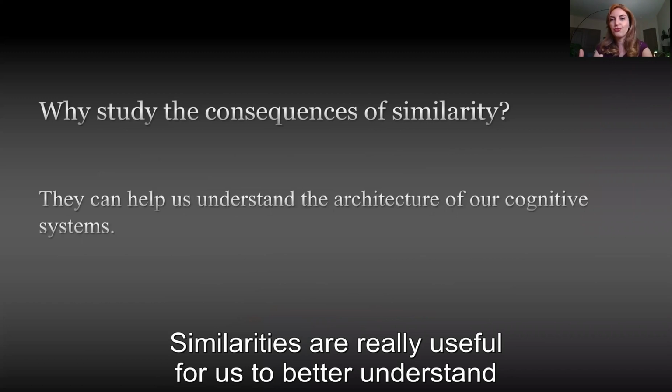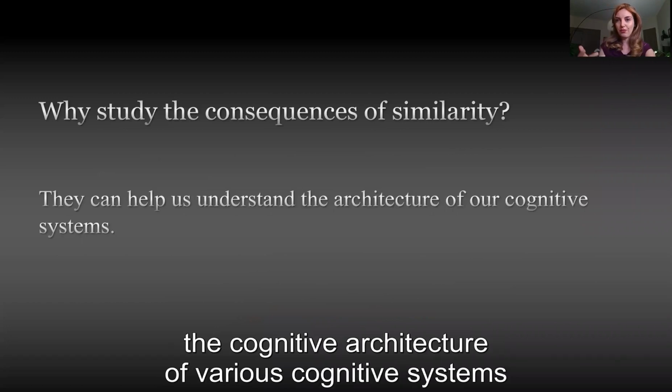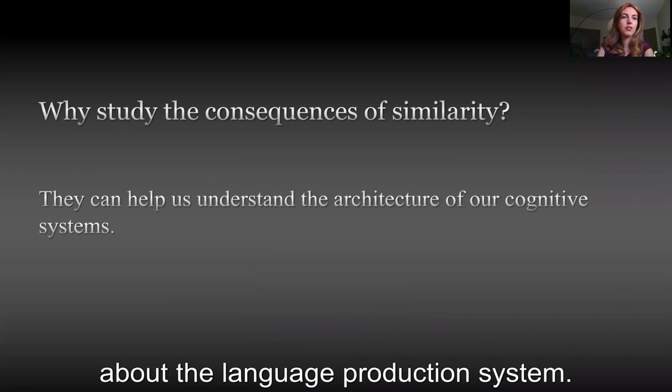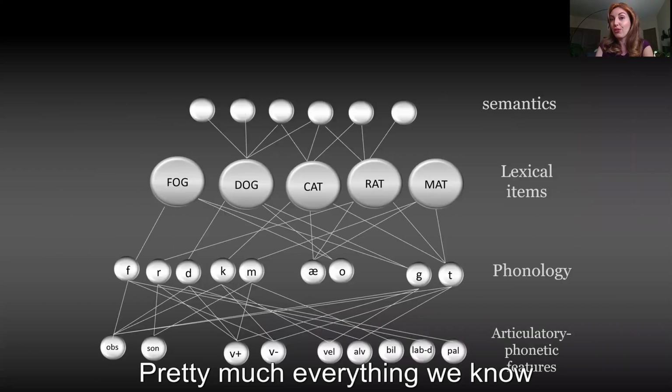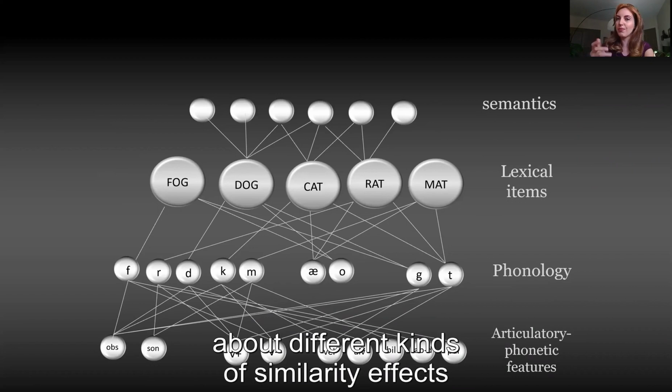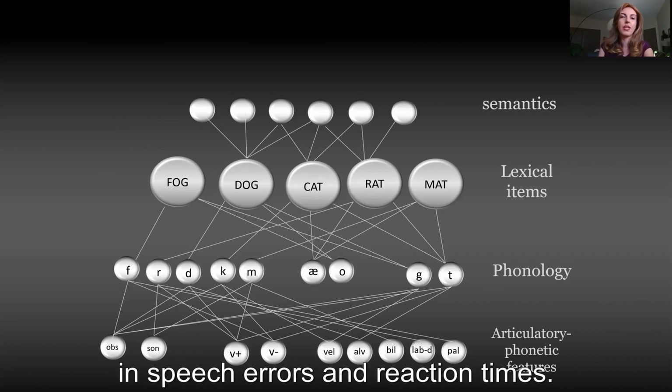Similarity is a really useful tool for us to better understand the cognitive architecture of various cognitive systems. And this has been especially true about the language production system. Pretty much everything we know about how language production works, we have learned about different kinds of similarity effects in speech errors and reaction times.